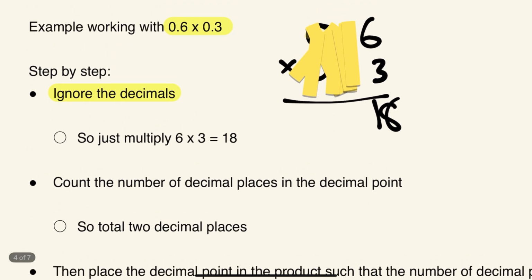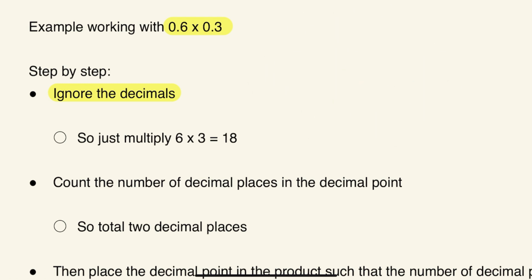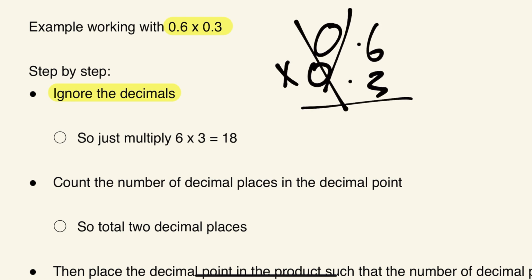Now, count the number of decimal places in the decimal point. What I mean is that we did 0.6 times 0.3, right? And I said to forget about the decimal points. Now count how many places there are. After the decimal point, how many places does it move to go from here to here? 1, right? So it's 1 for each. That brings to a total of 2 decimal places. So 1 for this one, 1 for this one, and when you add these two, it equals 2.